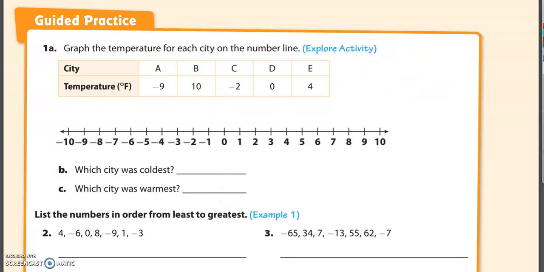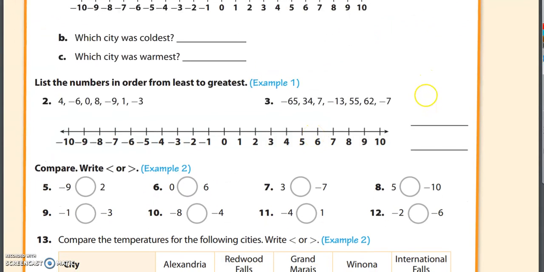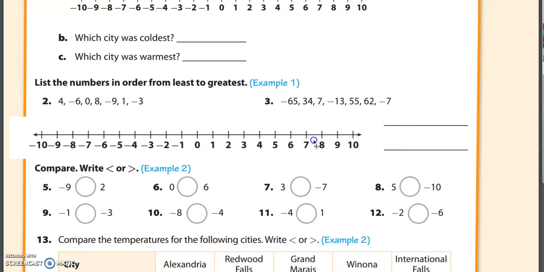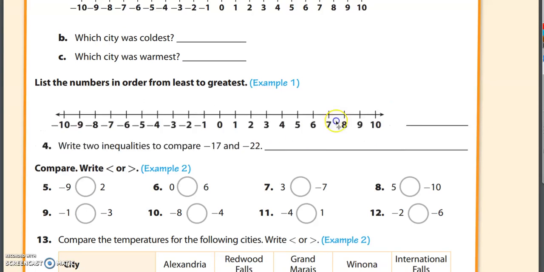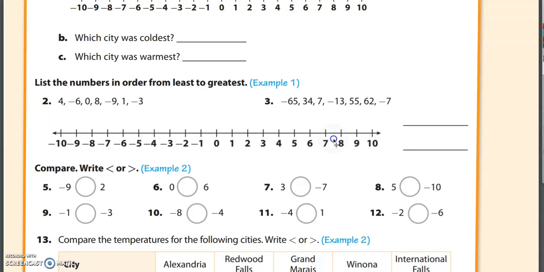And for question 2, I've got a number line here. You don't have to use a number line for number 2, and you really can't use a number line for number 3. Well, you could if you had a really long one. But it says number line and wiggling around right here. I'm going to use that for number 2 real quick.